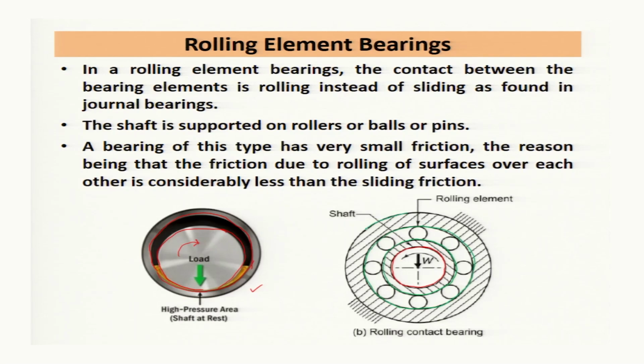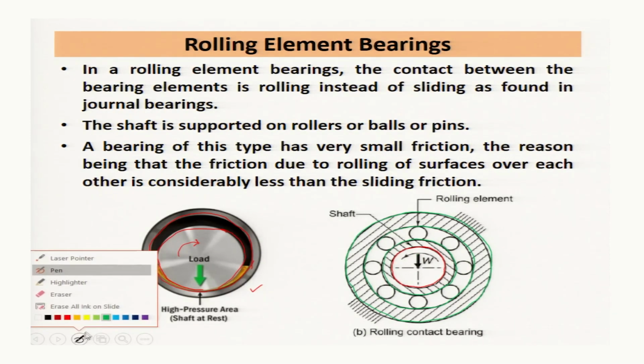The green colored is the inner and outer race. This is the inner race, this is the outer race, and in between the inner and outer race are the rolling element or the rolling elements. This may be a ball, this may be a roller, this may be a taper type of roller, or this may be a pin. That we will study in detail in our coming slides. And the load which is acting is in this way.